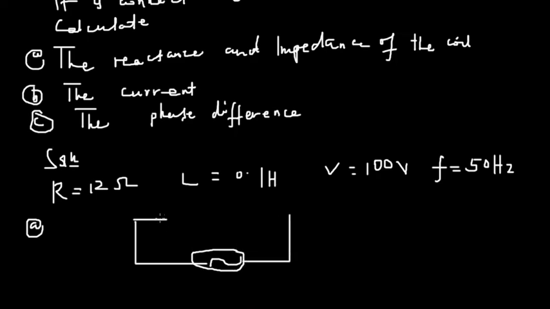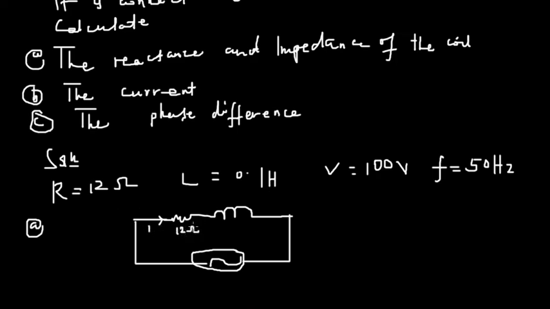And then we have a certain current coming in with our resistor, and then our inductor. So we have an inductor of 0.1 and a resistor of 12 ohm.